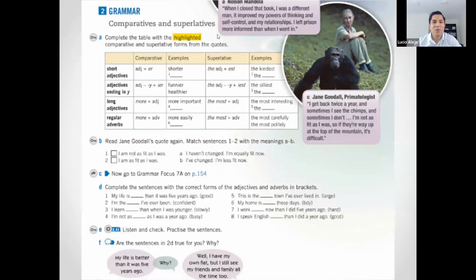The last activity is taken from the book Empower. I'm going to write the name. Empower B1 by Cambridge. Yes, it's one of my favorite books too. And this is meant for adults, people who are between 18 onwards. Yes, it's for adults. The topic is grammar, comparatives and superlatives.